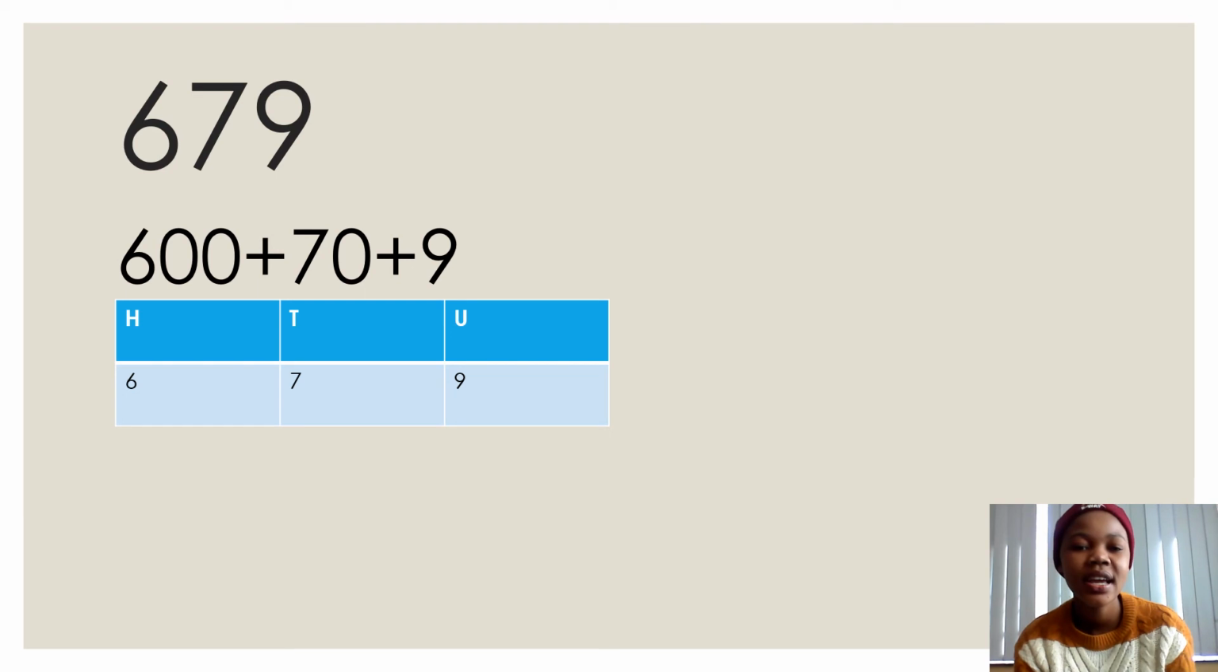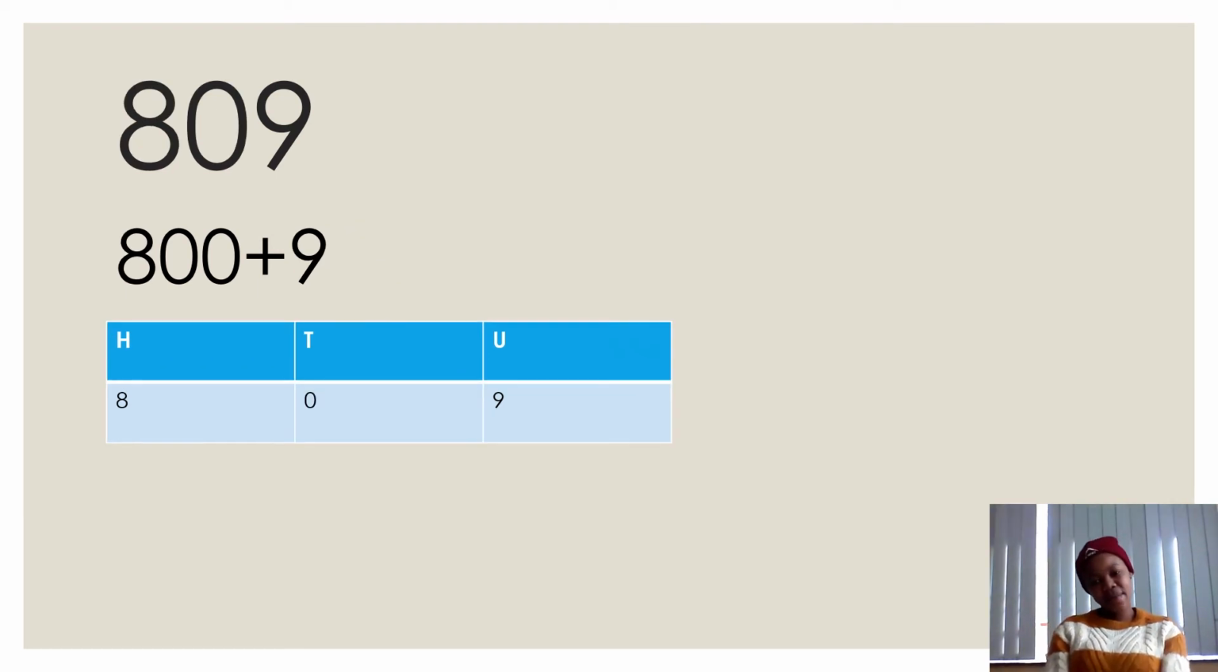We're going to look into the third example, which is 809. But in this case, we have a different problem that must be solved. We have 800 plus 9. The reason why we didn't include 0 is because we have 800, then 0 tens, and 9 units. That is why we wrote 800 plus 9, not 800 plus 0 plus 9. Even if you wrote the number that way, it is not wrong, but you have to write it as 800 plus 9.